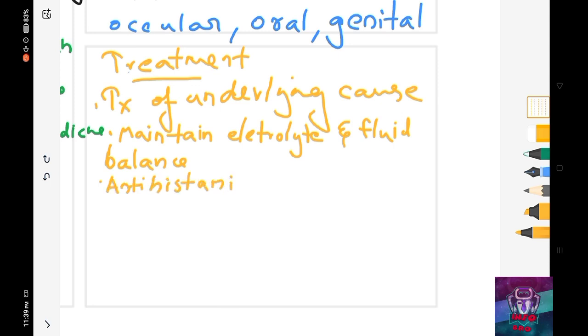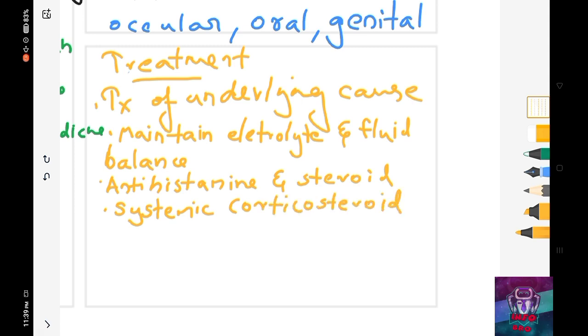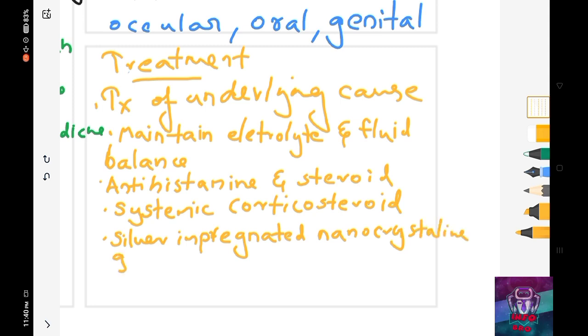The second one is antihistamine and steroid for the mild cases. Systemic corticosteroids are indicated for the severe cases. Then silver impregnated nanocrystalline gauze is used for topical wound care.